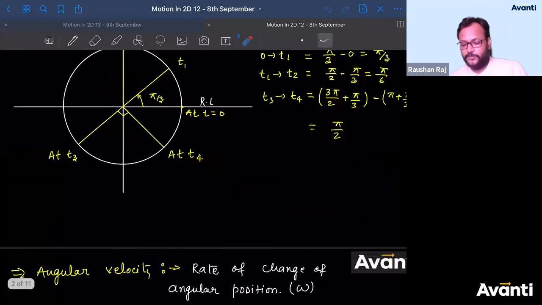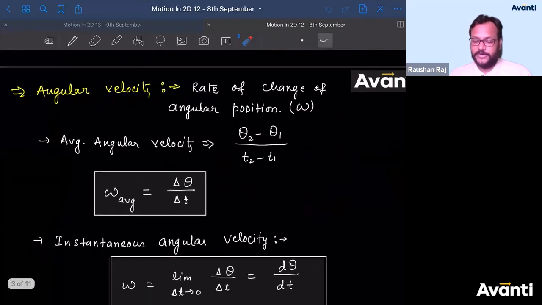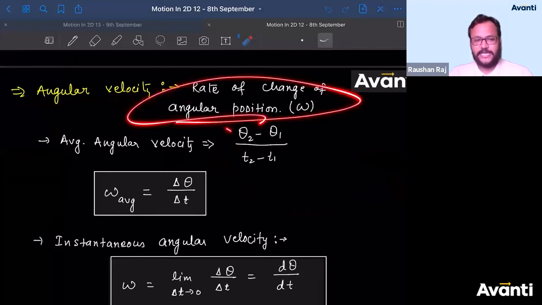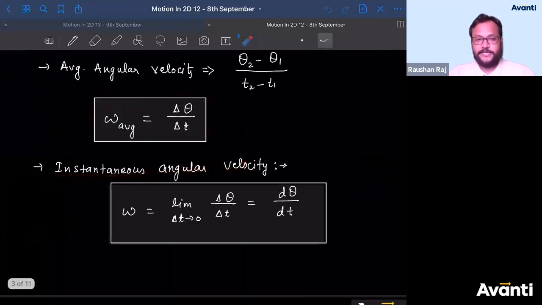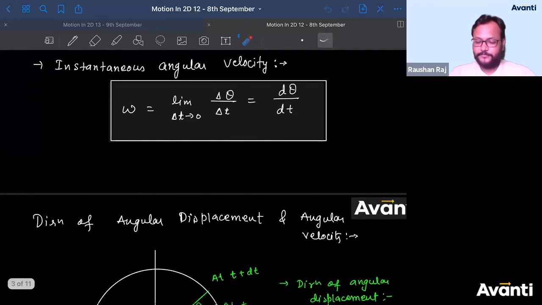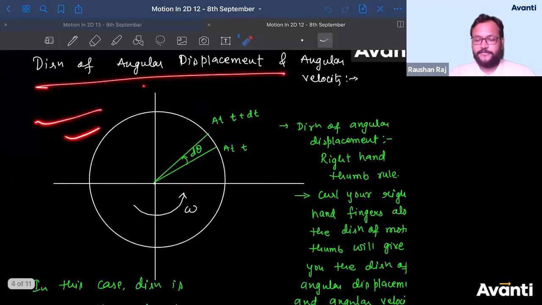Okay? Third page, what will I do? Out of this, what is important? Angular velocity. I'll not write these things. I know all of those things already. I'll write average velocity is delta theta by delta t. Instantaneous velocity, d theta by dt. That's it. Kahani khatam.